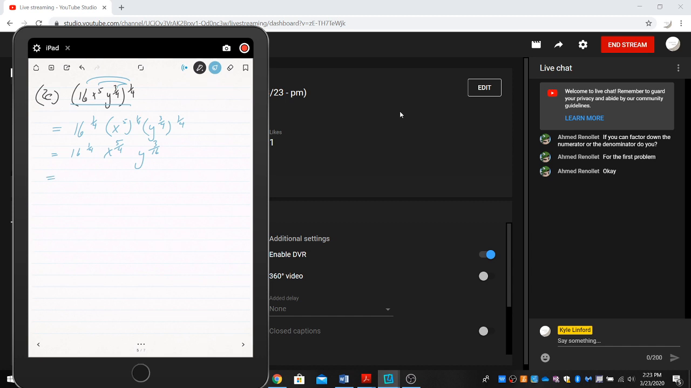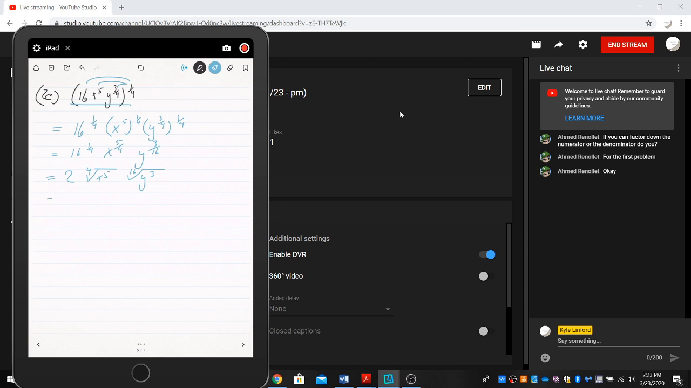16 to the 1/4 power. Hopefully we're starting to get our fourths memorized, but the 4th root of 16 is 2. And then here we have the 4th root of x to the 5th, and we have the 16th root of y to the 3rd. That's what both of these rational exponents are saying. The first one should be fairly obvious to us that we can simplify it down, while the second one should be obvious that we can't simplify that down.